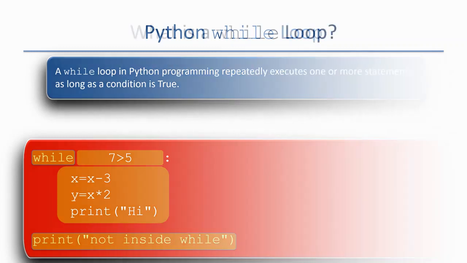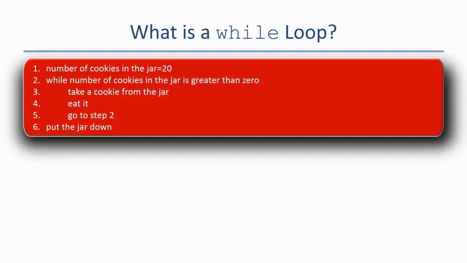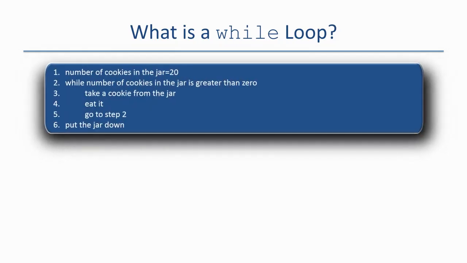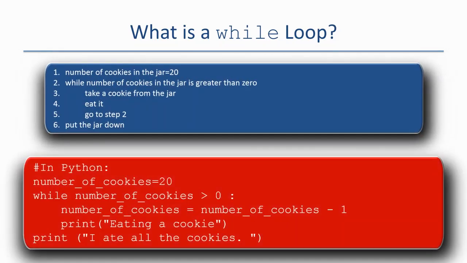Now that you know about the while statement, let me convert the cookie eating loop to a program using a Python while loop. In step 1 of the program, the value of 20 is assigned to a variable. Next, a Python while statement is used to check the number of cookies. If the number of cookies is greater than 0, then we go inside the while loop. Taking a cookie out of the jar is the same as subtracting 1 from the number of cookies. Also notice that I have printed eating a cookie in place of step 4.